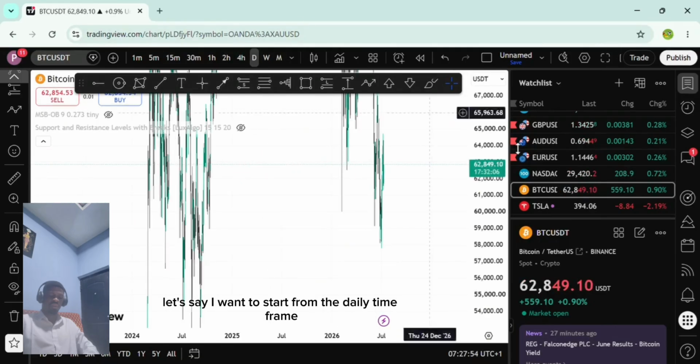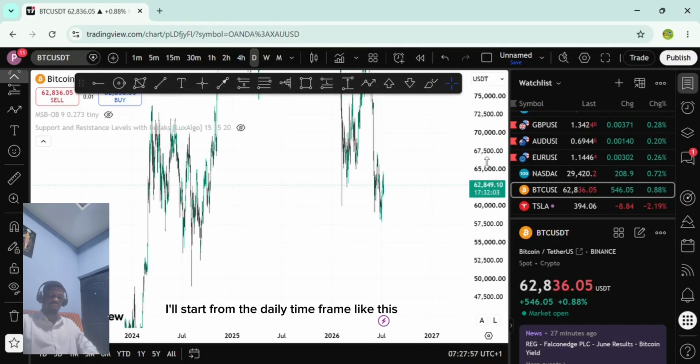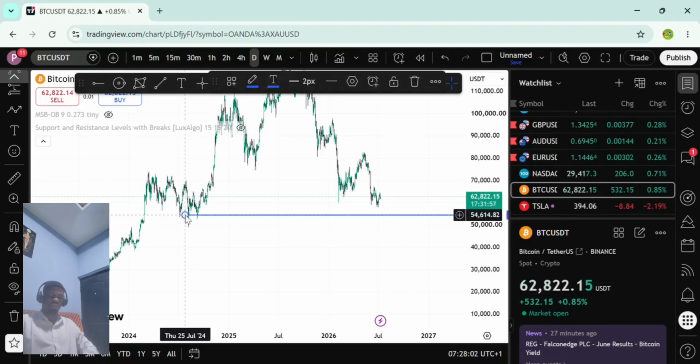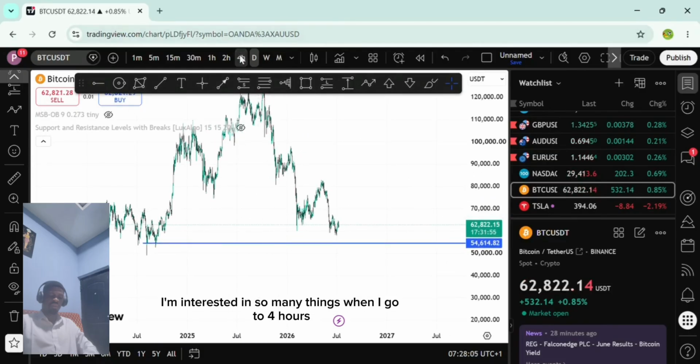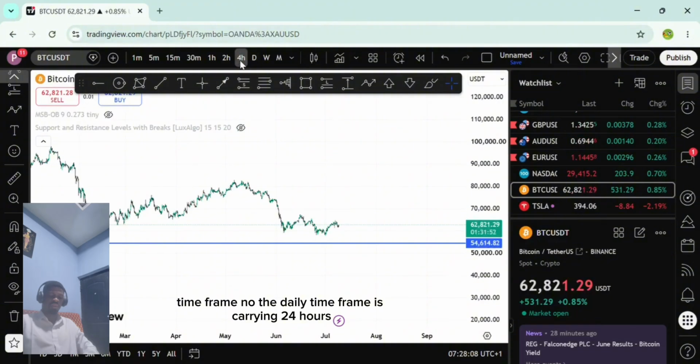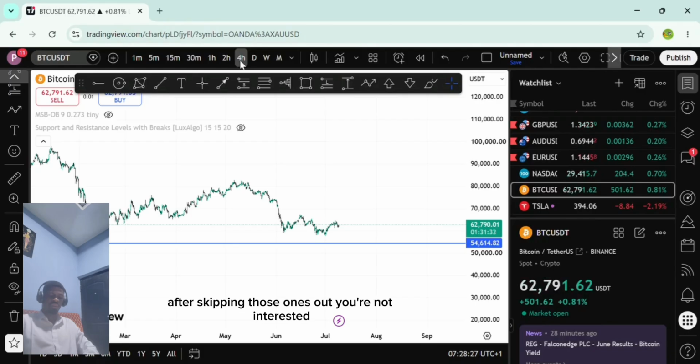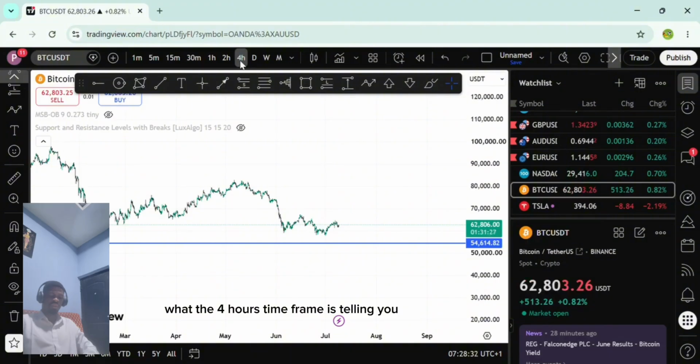Let's say I want to start from the daily time frame. I'm interested in so many things. The daily time frame is carrying 24 hours candlesticks. The 4 hours time frame is carrying 4 hours candlesticks. So when you extract 4 hours from 24 hours, you scrape those out, and you are now interested in the recent price action, what the 4 hours time frame is telling you. That's what that means.